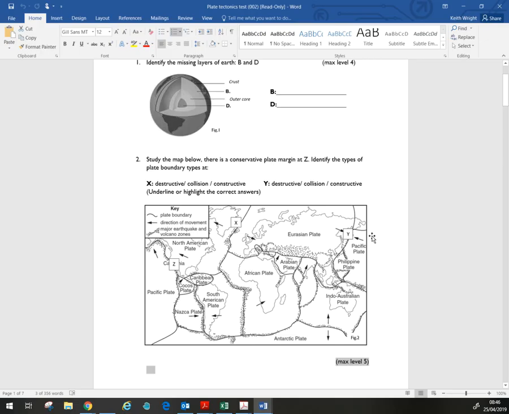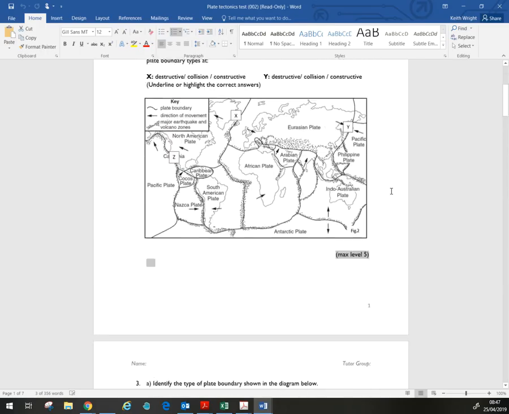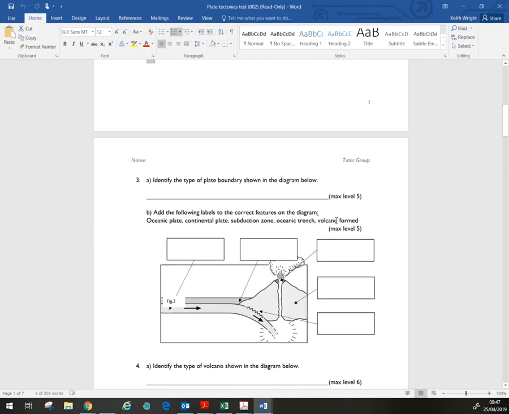So constructive at X. Y, well, the plates are moving towards each other, and that is indeed a destructive plate boundary. There's only destructive or collision it could be, but it's actually a destructive plate boundary because it's on the edge of the Pacific Ring of Fire, which has volcanic activity. So if you got those two right, level 5.